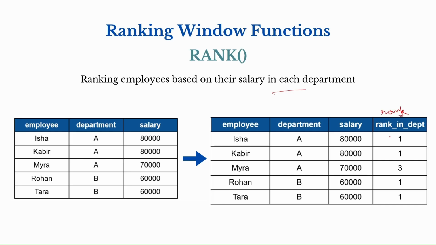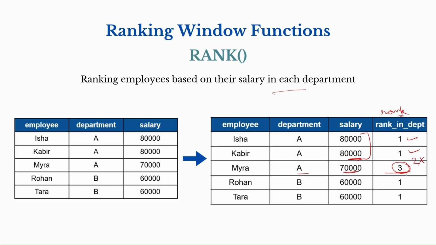So here what you will be getting is that employees having the same salary, which is Isha and Kabir, are getting rank 1, which is ideally true. But as you can see here, Myra, who has a salary of 70,000, is getting rank 3. Ideally it should get rank 2, but the rank window function actually skips the rank. Since we have given the same rank to 2 employees over there, it has skipped the second rank and moved on to the third rank.